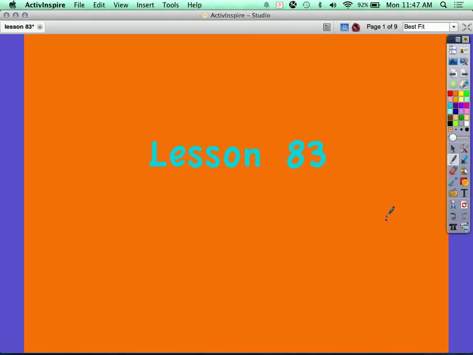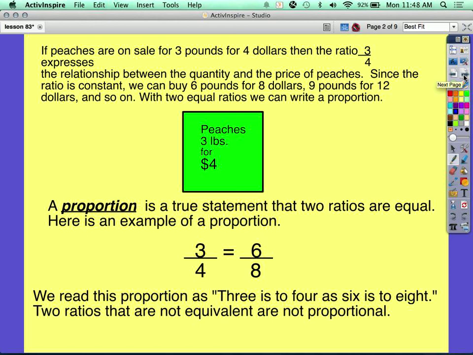For lesson 83, we're going to talk about proportions. If peaches are on sale for 3 pounds for $4, then the ratio of 3 to 4 expresses the relationship between the quantity and the price of the peaches. Since the ratio is constant, or it stays the same all the time, we can buy 6 pounds for $8, 9 for $12, and so on.